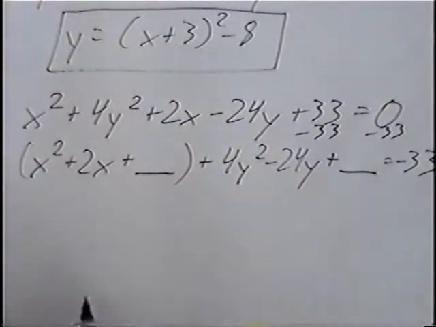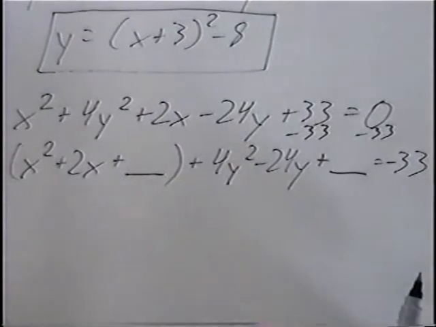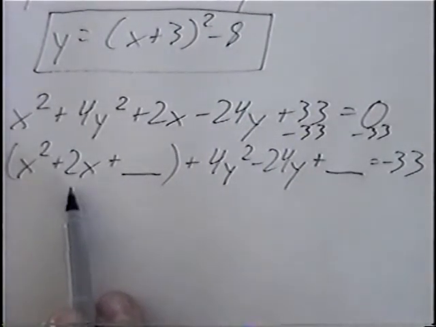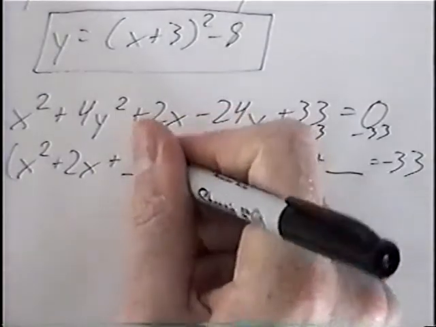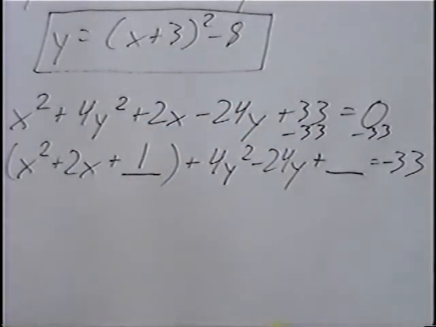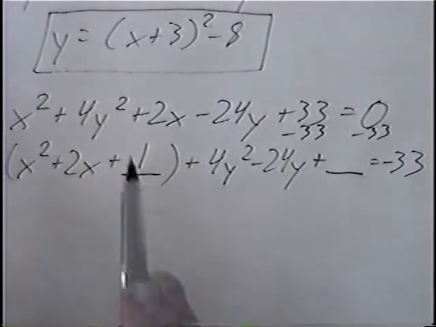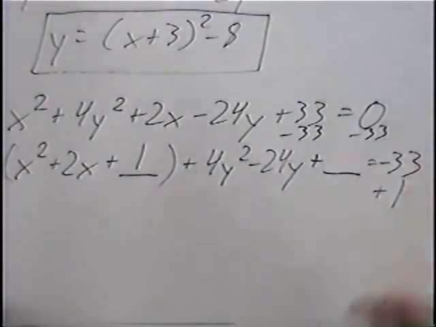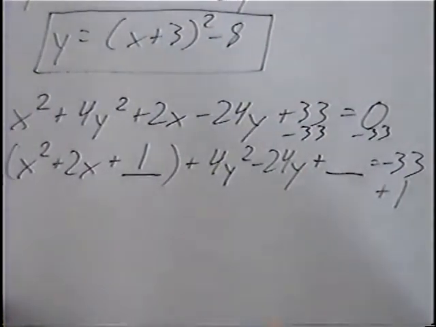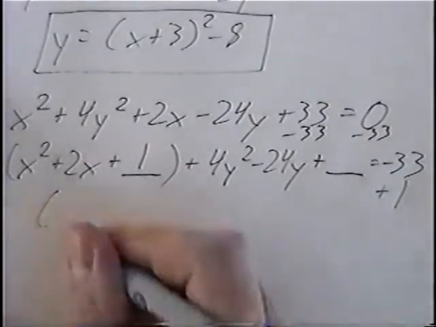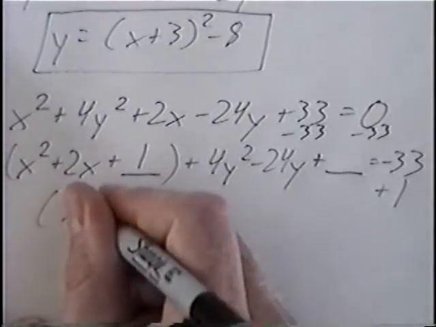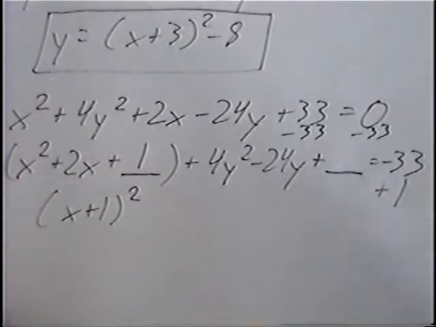To factor this, we can complete the square on the x's. b divided by 2, or 2 divided by 2, would be 1. Squaring that would be a positive 1. So we'd have x squared plus 2x plus 1. But since we added 1 to the left side, we'll have to add 1 to the right side also. Factoring the x's, x squared plus 2x plus 1 would factor to x plus 1 squared.